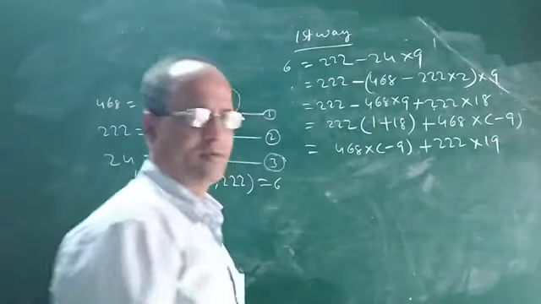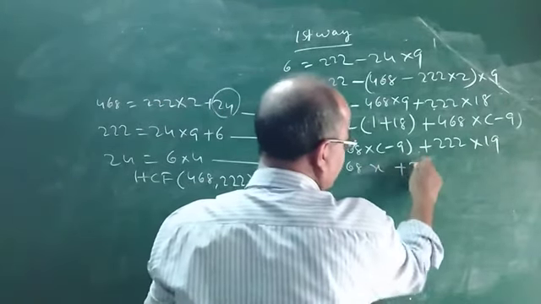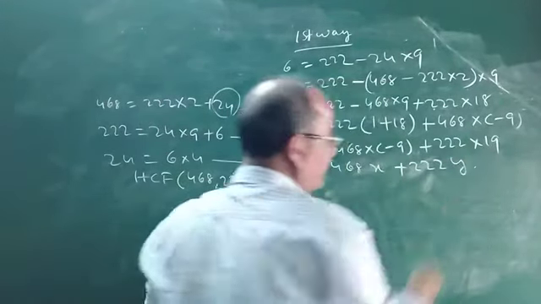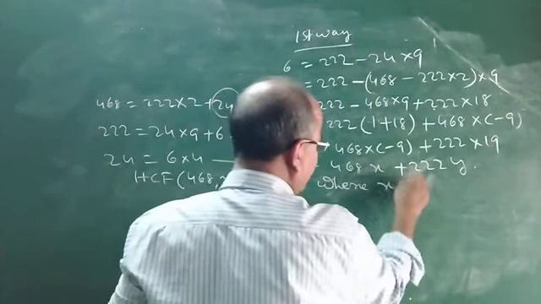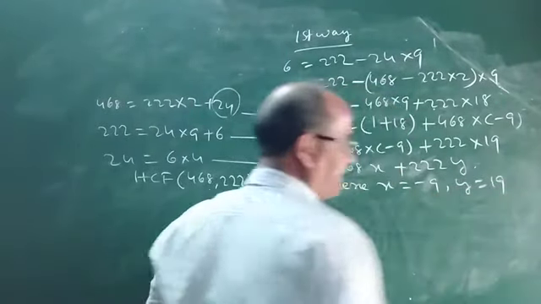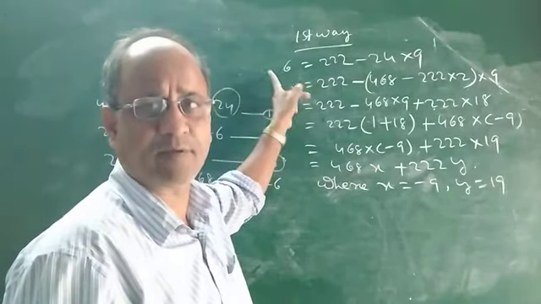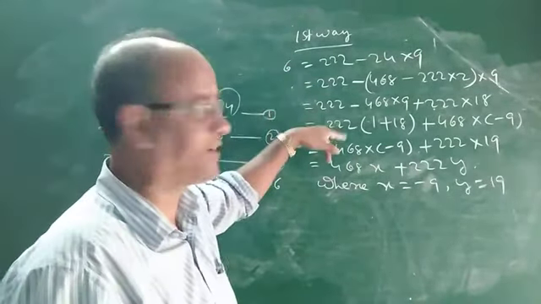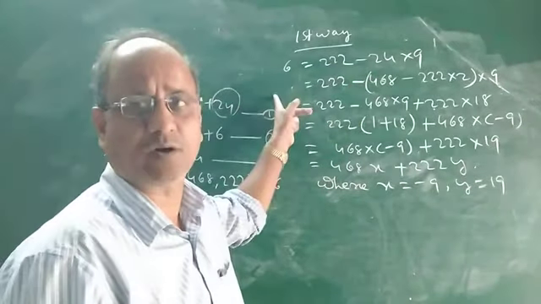See, this is 468 into x plus 222 into y, where x is equal to minus 9 and y is equal to 19. These are integers. See, now the HCF of the two given positive integers, that is 222 and 468, is equal to 6.